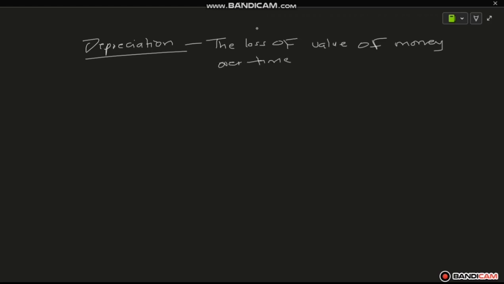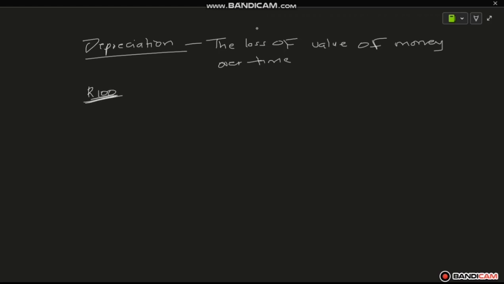We have what is known as depreciation. We can say that depreciation is the loss of value, not of objects, but of money over time. Meaning that time reveals that money can lose value.